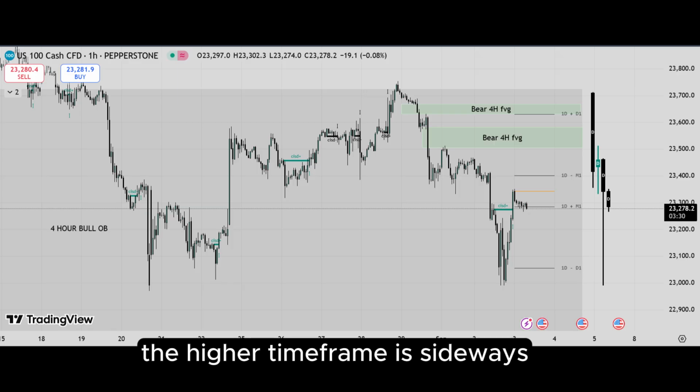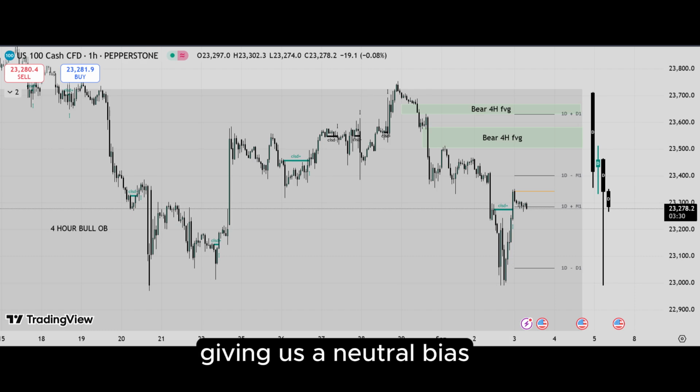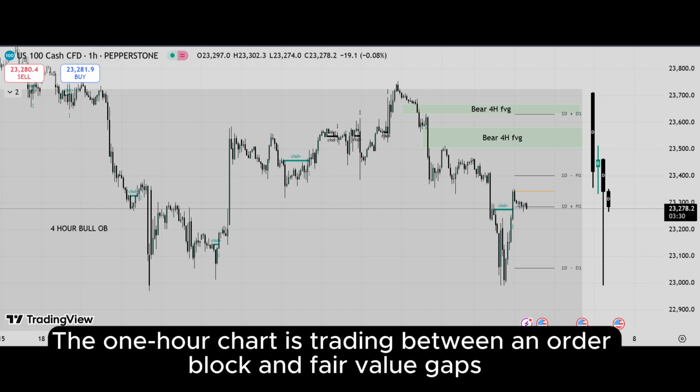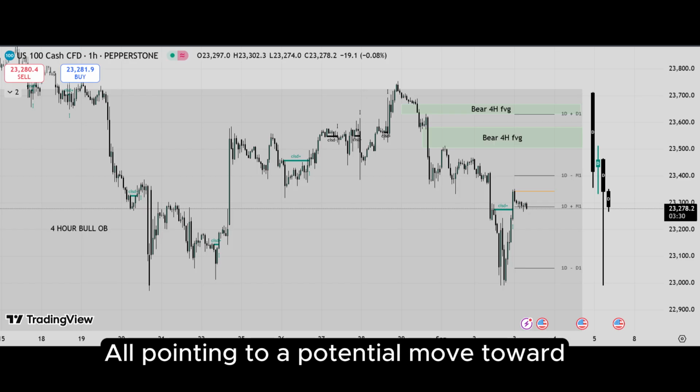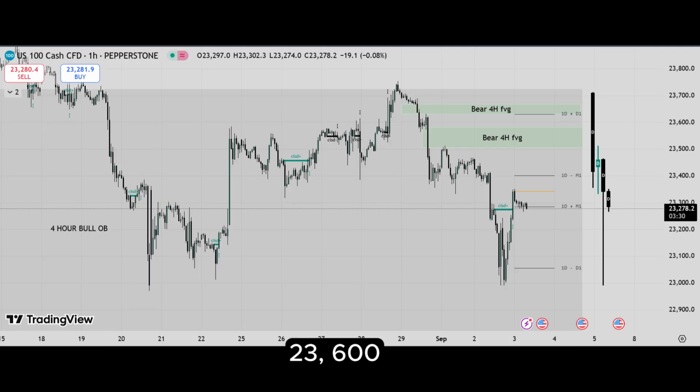So to recap, the higher time frame is sideways, giving us a neutral bias. The 1-hour chart is trading between an order block and fair value gaps, telling us that there's a balanced chance of upside or downside order flow, all pointing to a potential move toward 23,600.